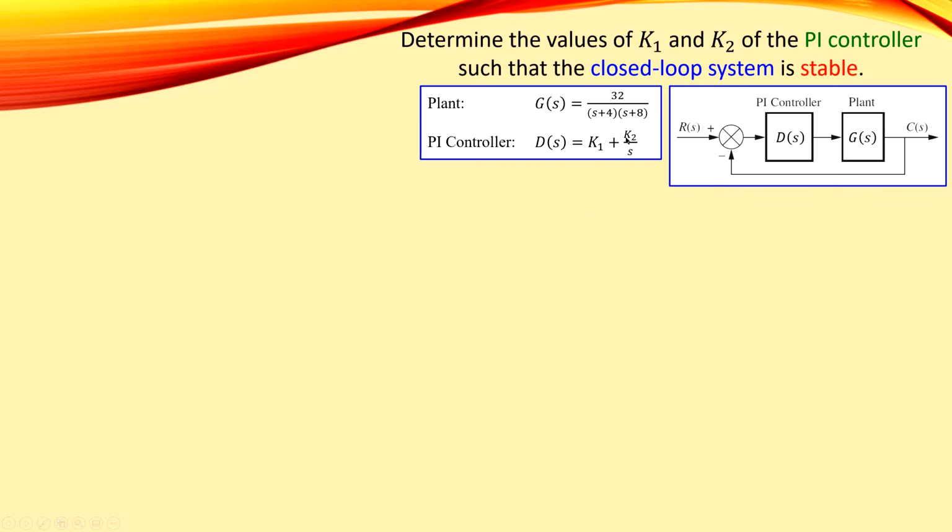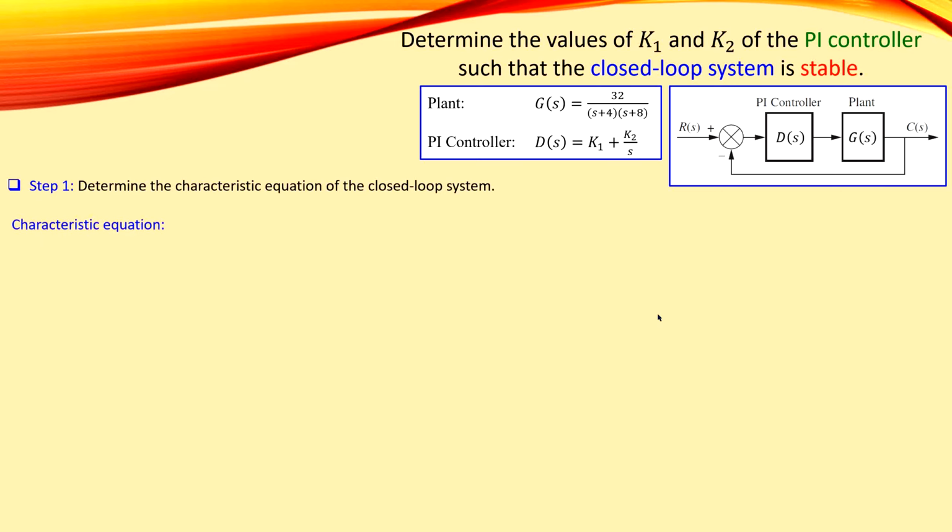So we have two parameters, two unknowns. That's actually the question also in place. Determine the values of k1 and k2 of the PID controller such that the closed loop system is stable. So we start again step by step analyzing this problem. So what we have, first step is determine the characteristic equation of the closed loop system.